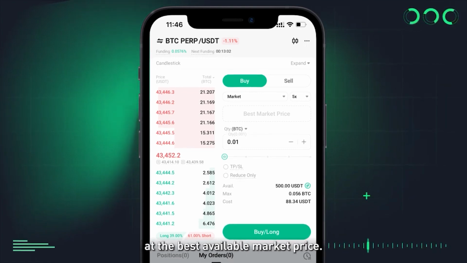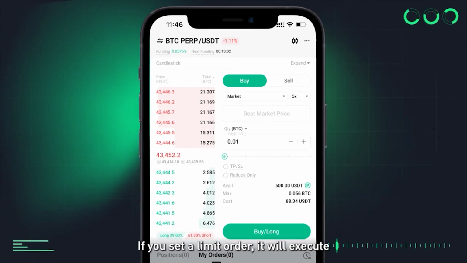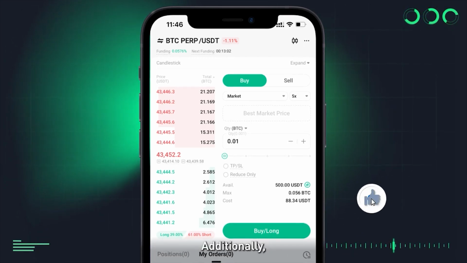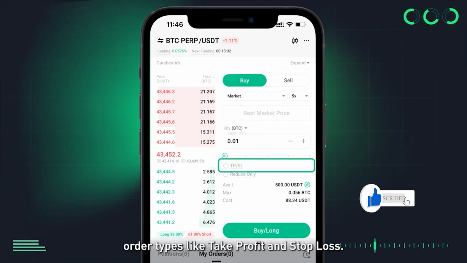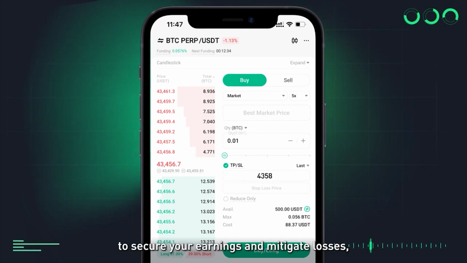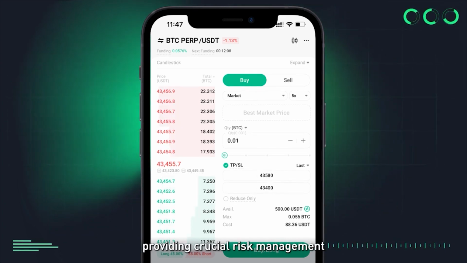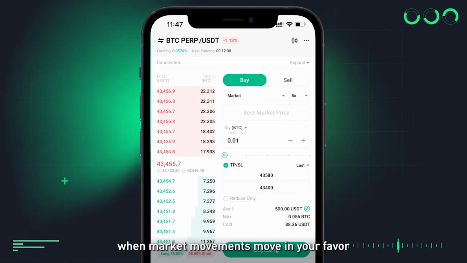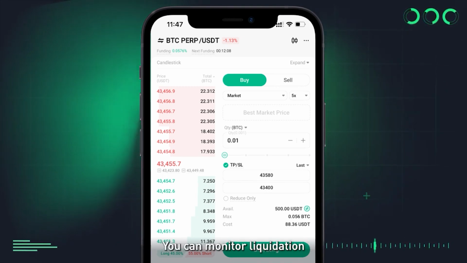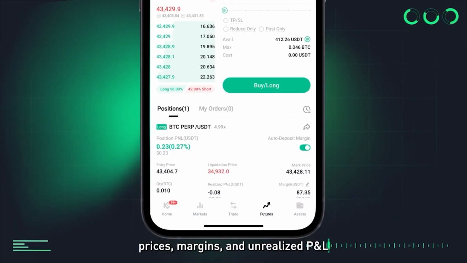If you set a limit order, it will execute when the market price reaches your specified rate. Additionally, we offer sophisticated order types like take profit and stop loss. These tools are designed to secure your earnings and mitigate losses, providing crucial risk management when market movements move in your favor or are contrary to your expectations.